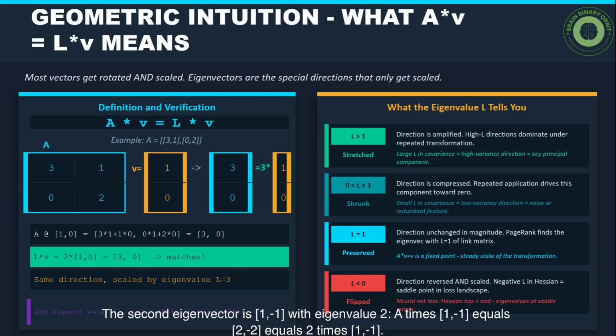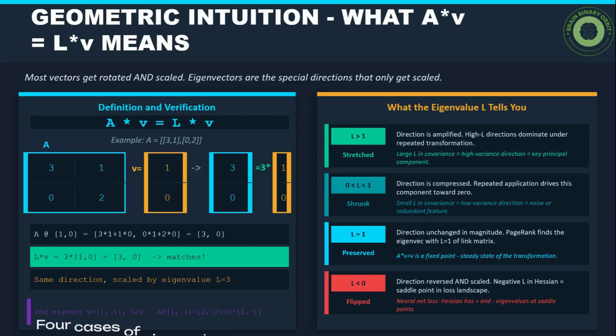The second eigenvector is (1, 1), with eigenvalue 2. A times (1, 1) equals (2, 2), equals 2 times (1, 1). 4 cases. Eigenvalue greater than 1 means stretched. Between 0 and 1 means shrunk. Equal to 1 means preserved, this is PageRank. Less than 0 means flipped and scaled.